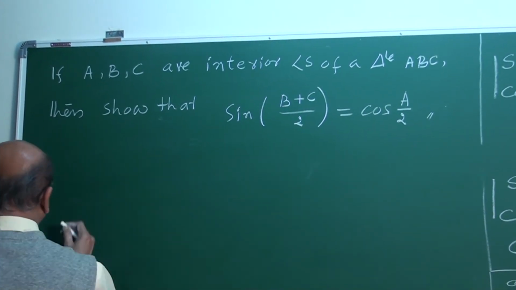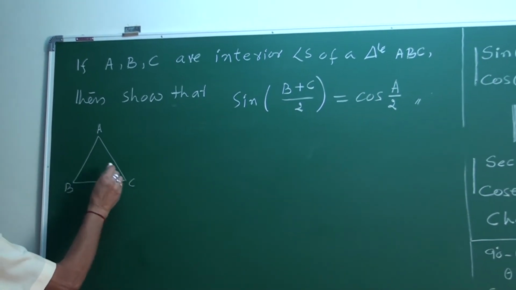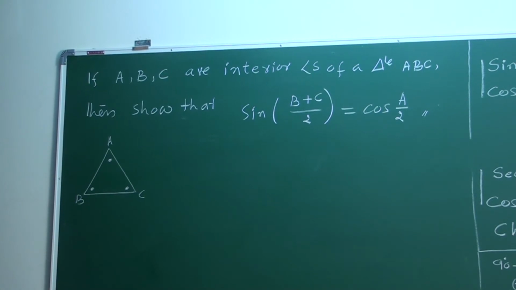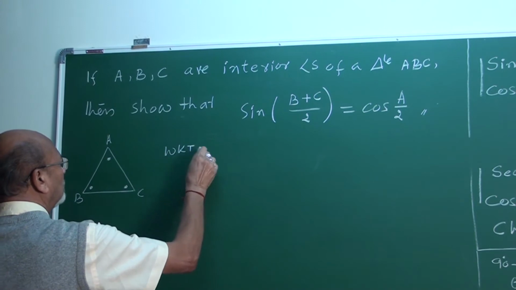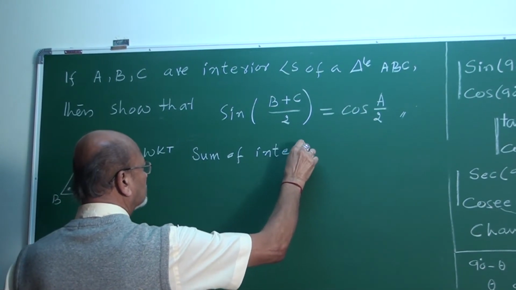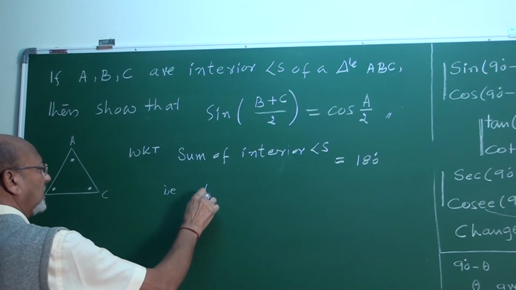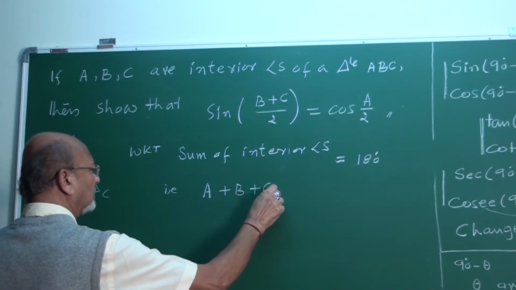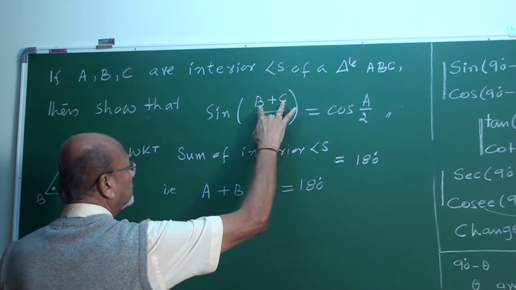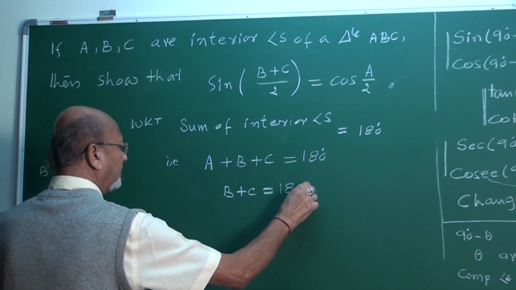This is triangle ABC. No need to draw this figure. A, B, C are interior angles, my friends. You know the sum of interior angles is 180 degrees. That is, angle A plus angle B plus angle C is 180 degrees. But you want B plus C on one side and A on the other side. Keep B plus C here, equal to 180, bring A to this side.